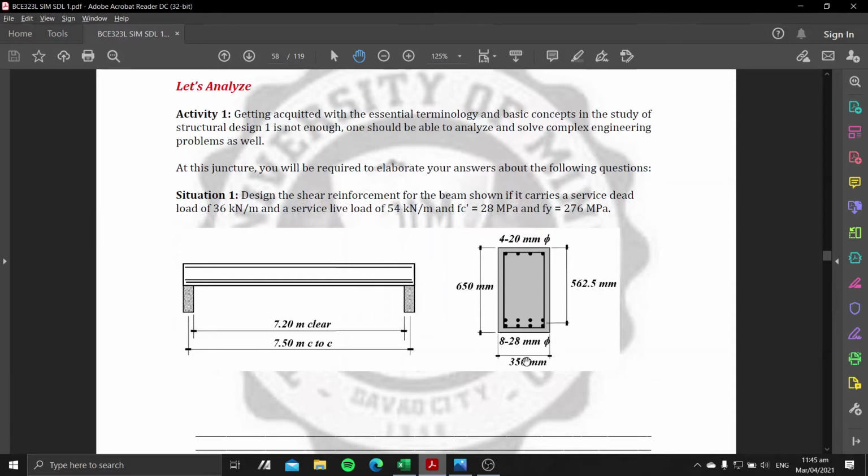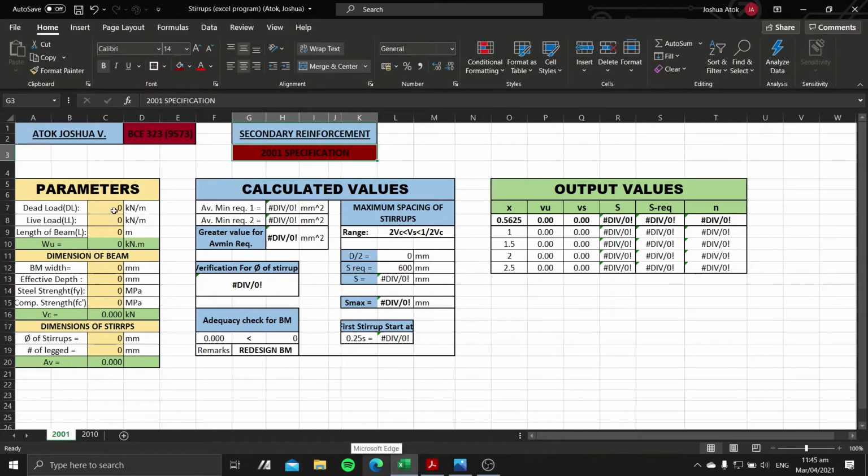diagram of our beam showing the parameters of our main bars and the length of the beam, with an effective depth of 562.5 mm and a beam width of 350 mm. So first, here in our program, we are asked for the parameters of our beam.